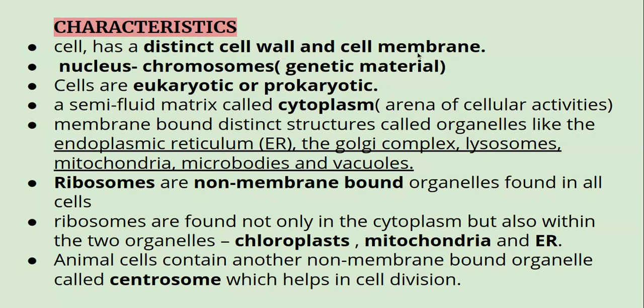Cells also have cell membranes. The next characteristic is the presence of a nucleus. Now, there is a difference with this nucleus. In a eukaryotic cell, the nucleus is well defined, whereas in a prokaryotic cell, the nucleus is not well defined. The meaning of this is, in a prokaryotic cell, the nucleus does not have a nuclear membrane.